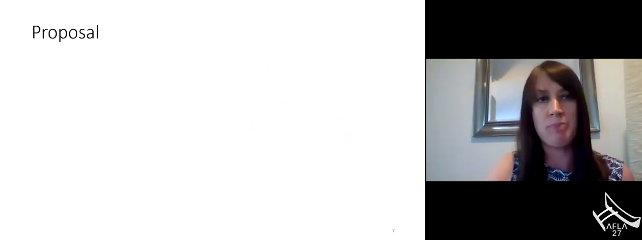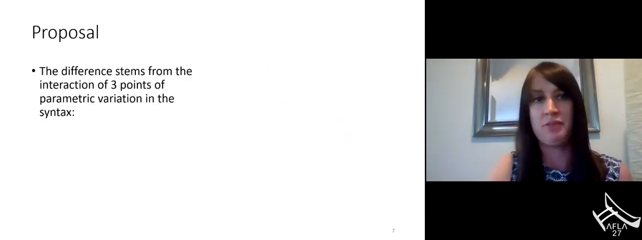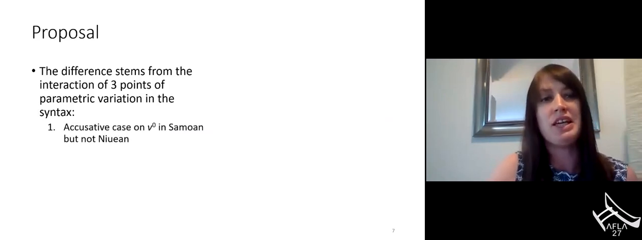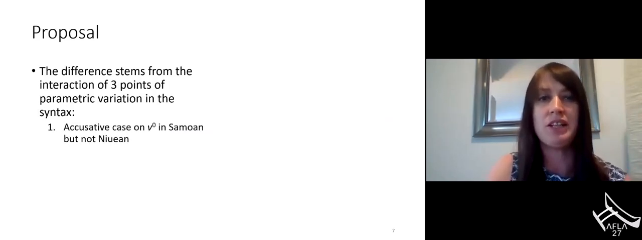Our proposal with respect to the first point is that the difference stems from the interaction of 3 points of parametric variation in the syntax. Firstly, and most importantly, there's accusative case on little v in Samoan, but not in Niuean.